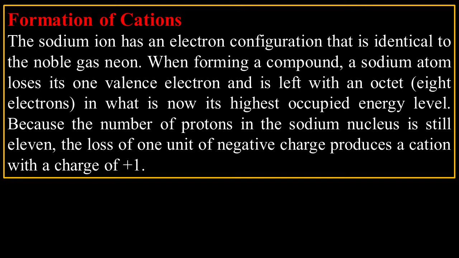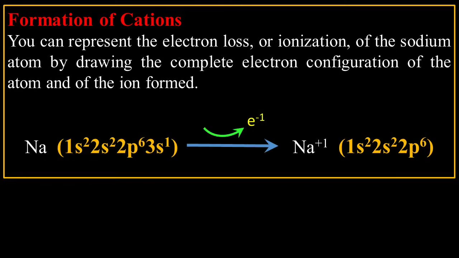in what is now its highest occupied energy level. Because the number of protons in the sodium nucleus is still 11, the loss of 1 unit of negative charge produces a cation with a charge of +1. Now, visually, this is what it looks like. You can represent the electron loss, or ionization, of the sodium atom by drawing the complete electron configuration of the atom and of the ion formed.